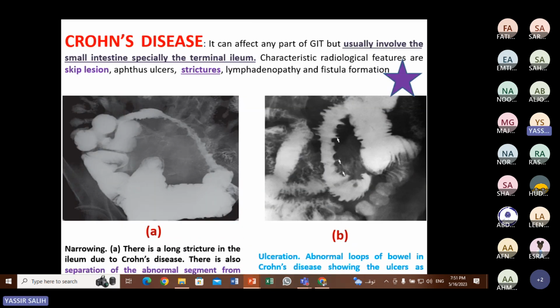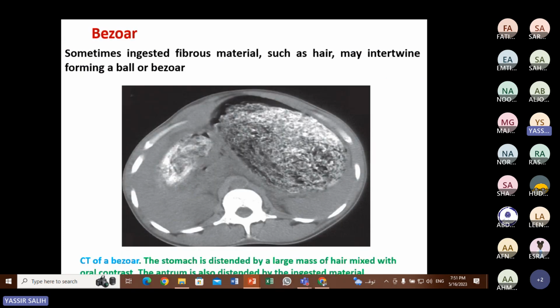Crohn's disease. What are the radiological features of Crohn's disease? Skip lesion. Yes. Skip lesion. What does skip lesion mean?